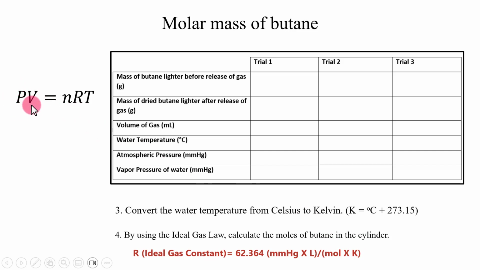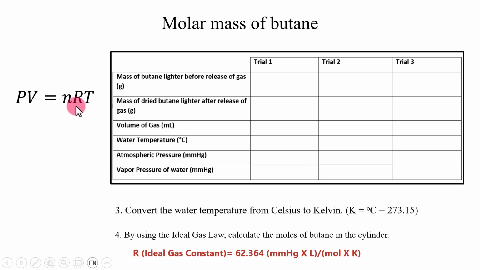Pressure times volume is equal to moles times R, which is the ideal gas constant, and it's this value right here, times the temperature. The temperature you just get from part 3. R is right here, this value given to you. Pressure is the pressure of butane that you calculated for each trial, 1, 2, and 3 in the previous slide. And the volume is going to be this volume of the gas.